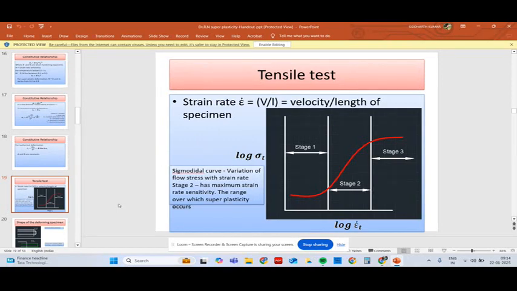This is stage 1, up to this point. This is stage 2. This is stage 3. In stage 1, there is no superplasticity. In stage 2, maximum strain rate sensitivity can be obtained. So this is the region where superplastic deformation is possible. This is the region where superplasticity will be slowly lost.